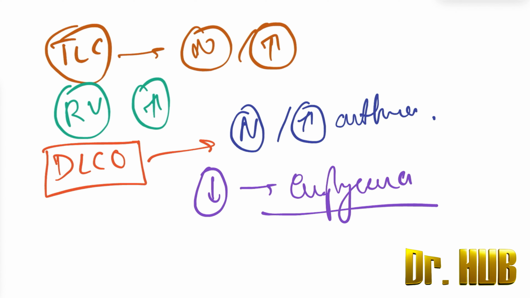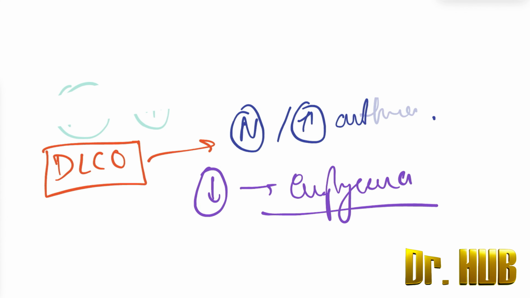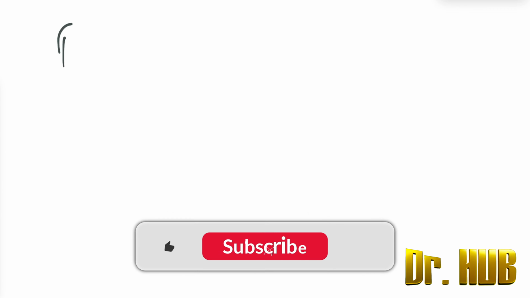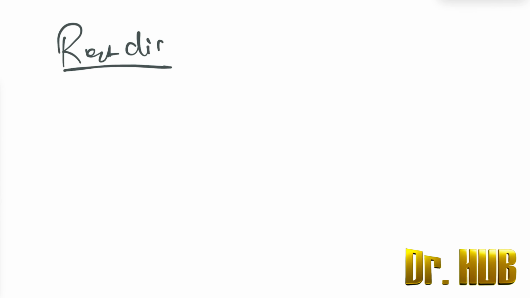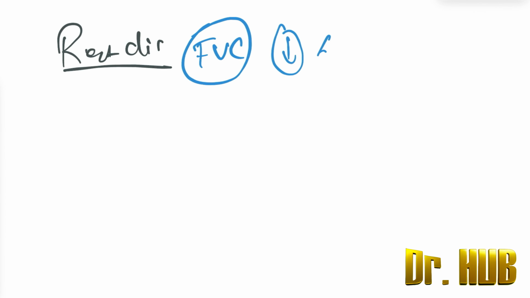Now we'll move on to the restrictive disease. So this is the restrictive disease. Again, we are going to see the same headings. The first one is the FVC. Under FVC it is decreased, that is less than 80% of the predicted. And post this we also have the FEV1. So what is the FEV1?